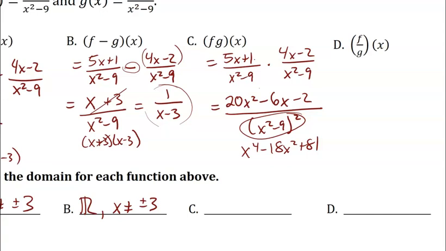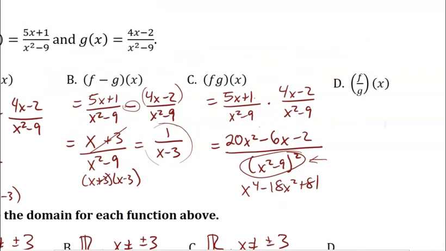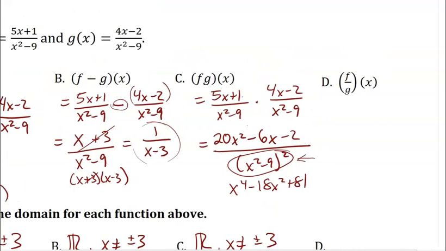Okay. So I'm actually just going to stop right here. You do not have to expand it. It's not unsimplified to leave it like this. Okay, and then domain restriction, again, same as the previous one, all real numbers such that x does not equal positive or negative 3. Okay, then the last one for D, we're doing f divided by g.